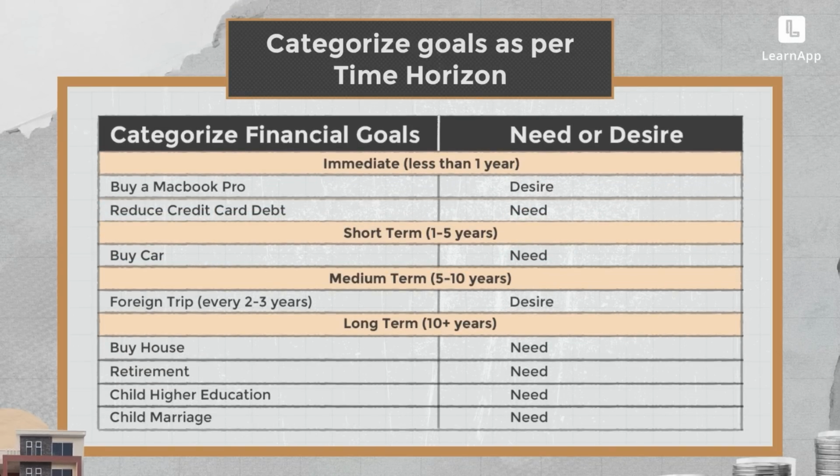Done. Cool. So over here we can see long term you have your house, retirement. Short term you have remove the credit card debt, buy the MacBook. Let's go to step number 5.